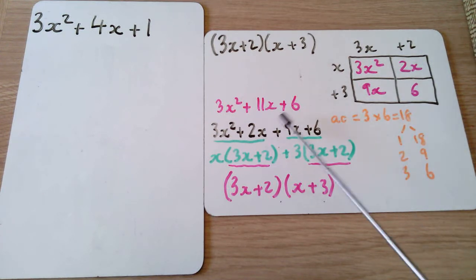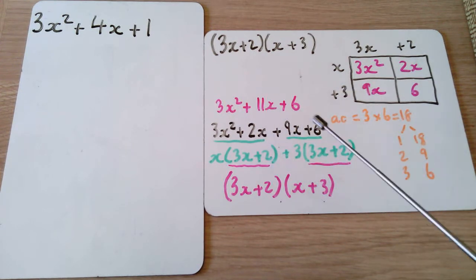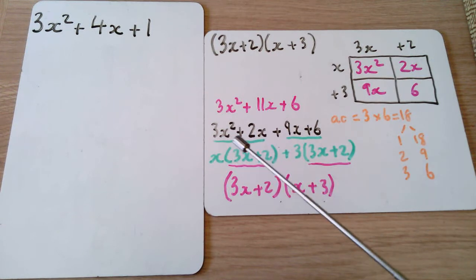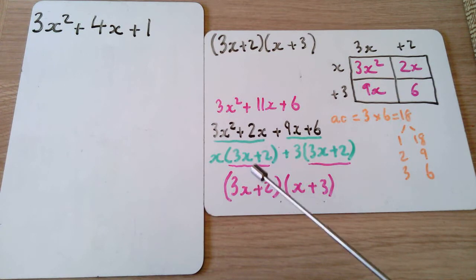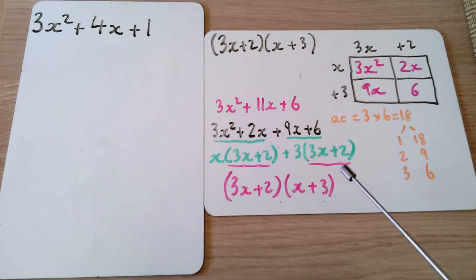What we did from there is we split this 11x into the 2x and 9x. We got 3x squared plus 2x plus 9x plus 6. And then we factorise these in pairs. Taking out a factor of x from the first lot, we got x brackets 3x plus 2. And from the second side, when we took out a factor of 3, we also got 3x plus 2. Now, when you're factorising these quadratics, you must have the same bracket on the left and on the right. If you haven't, you've made a mistake, or there's something else that needs to be done.